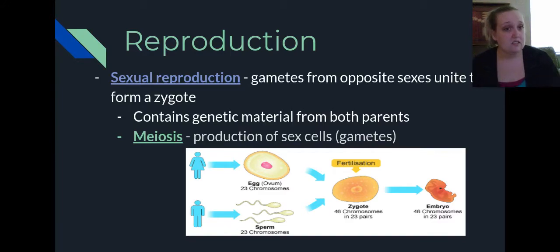Now, meiosis is how we get these gametes. Meiosis is the production of sex cells, or gametes. And down in the picture, we show that the egg comes from a female and the sperm comes from males, and then you get the zygote, which eventually forms the embryo. Now, we'll get into reproduction later on when we talk about mitosis and meiosis, but that will be second semester.